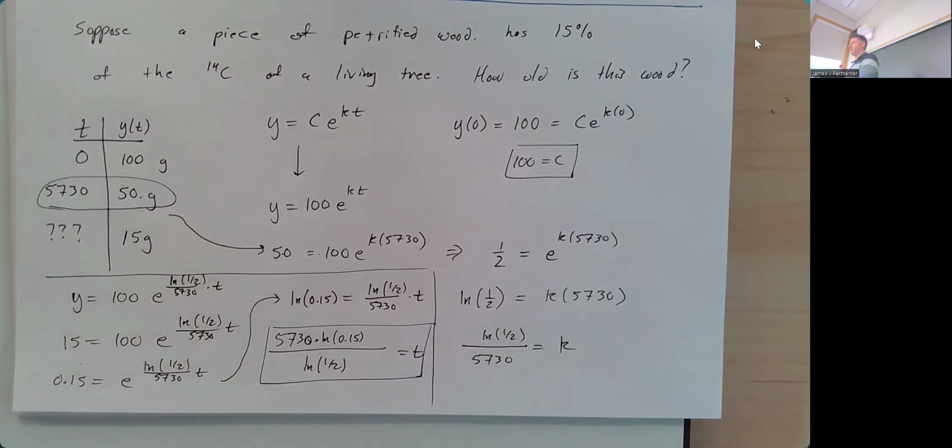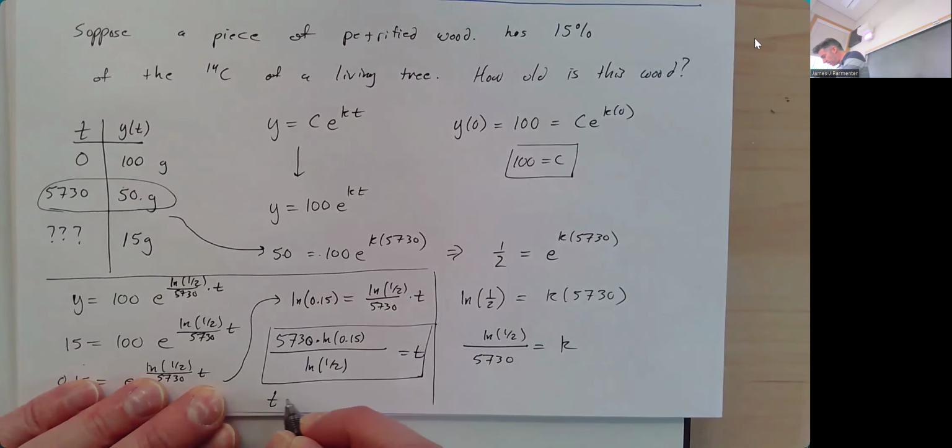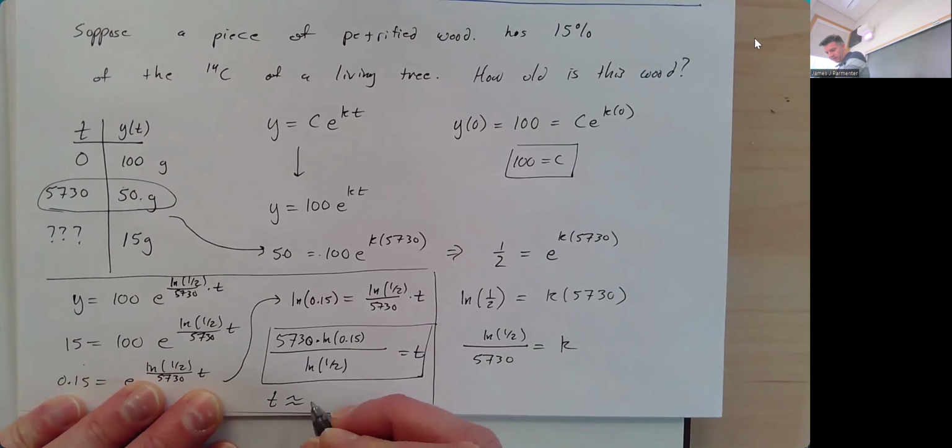And not that any of you are using WebWork, but if you were, that's how you would write your answer in there. You wouldn't try to get a decimal approximation. But if you wanted a more meaningful answer, because I don't know how long that is, I would use a calculator and I would get that the time is approximately 15,683 years.